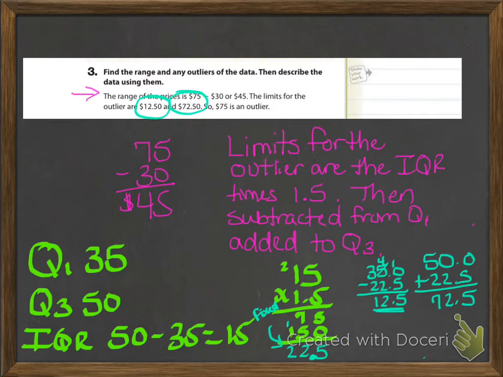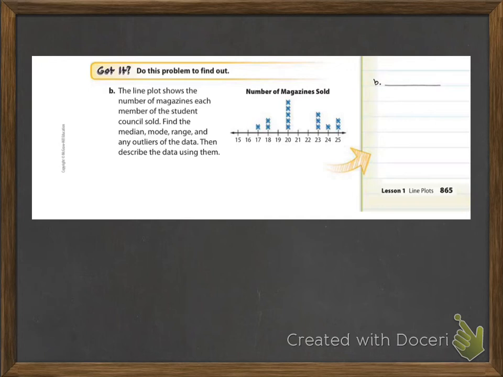So this was a review because it's going to be something that you're going to need to know how to do. All right. And that's what we found here for this one. So $75 was our outlier. All right, so now it's your turn to do this problem.